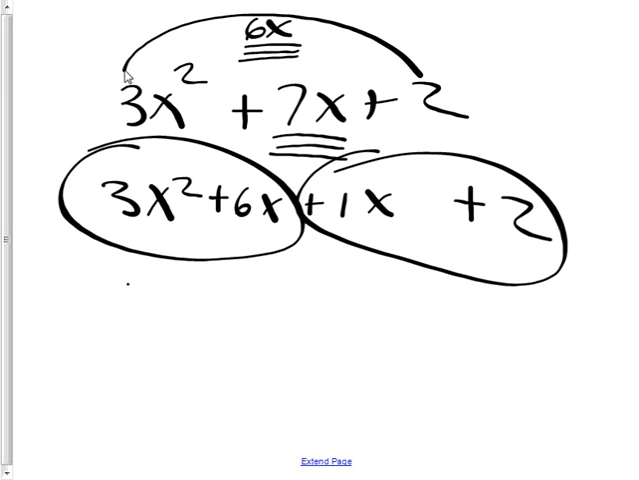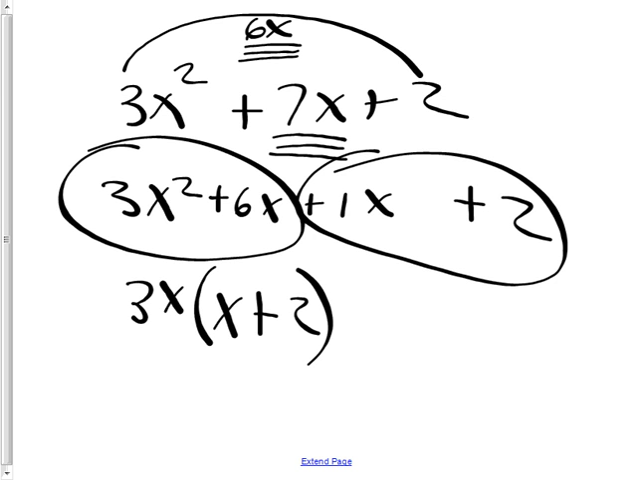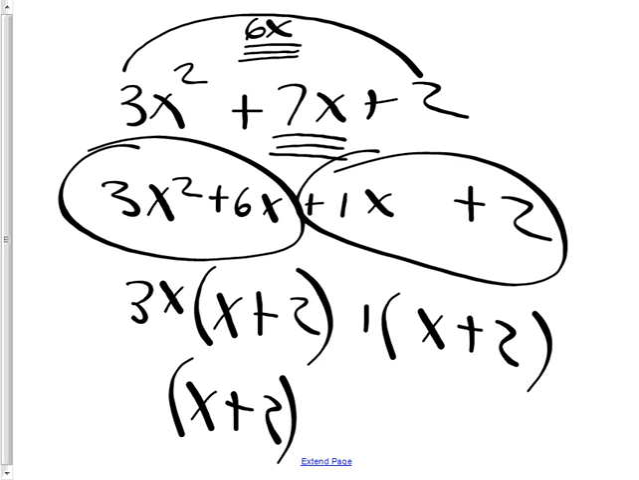Okay, so I go 3x goes into both of these, and I get x plus 2. And then over here, if there's nothing that comes out of them, you just say 1 comes out of them. And I have x plus 2. And then x plus 2 must be in the answer. And then the other part must be 3x plus 1. Could you get it by guess and check? Yeah, you could have. But I'm just trying to show you a different way.